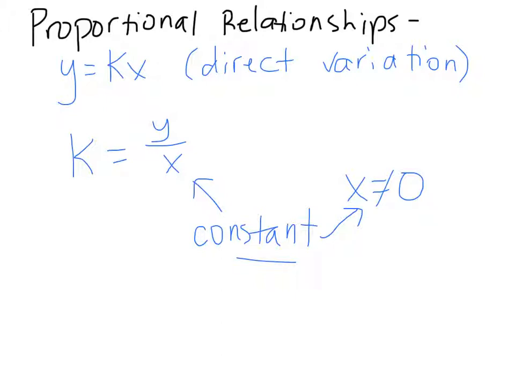As we know in a direct variation, this line does go through the origin, so x will be 0 and y is 0. But if we do 0 divided by 0, we're not going to get that constant number there.